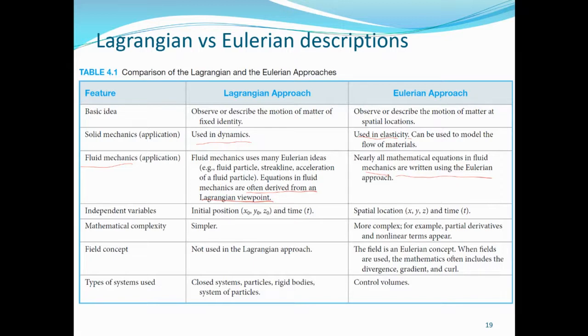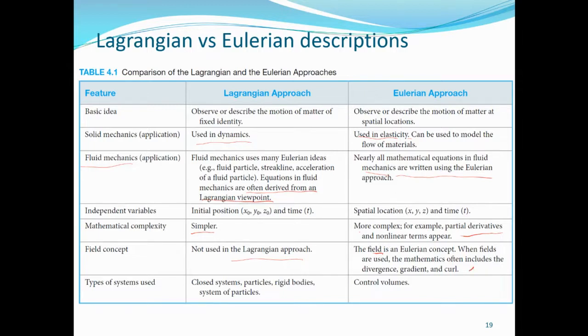And here are the independent variables. You have the initial position and time, and here you select a spatial location and time. Mathematically, the Lagrangian approach is simpler, and the Eulerian is more complex. For example, we usually have partial derivatives and non-linear terms that appear because we are not dealing with only one particle. The field concept is not used at all in the Lagrangian approach, and in the Eulerian approach, we use field concepts. So when fields are used, the mathematics often includes divergence, gradient, and curl.